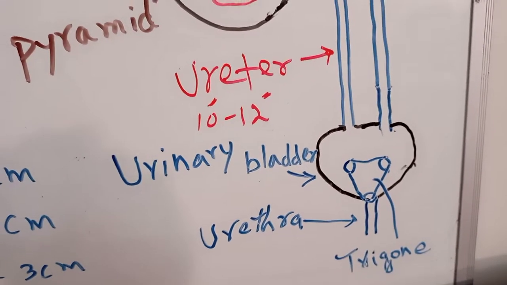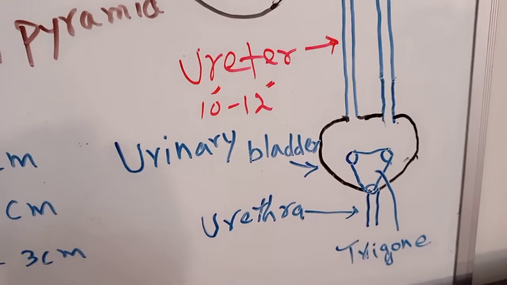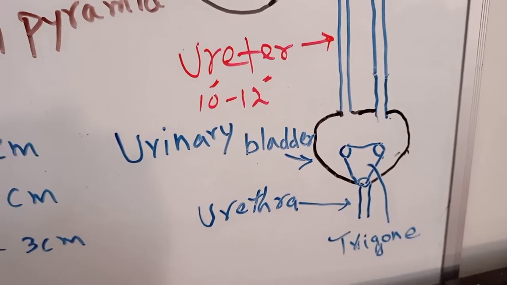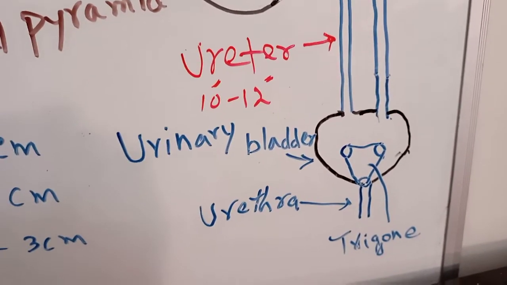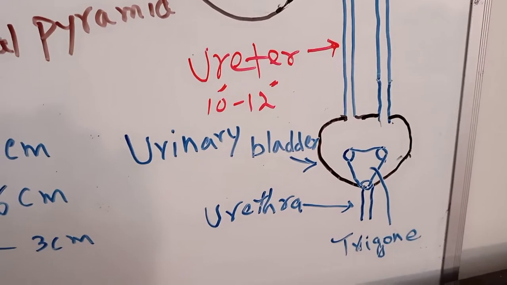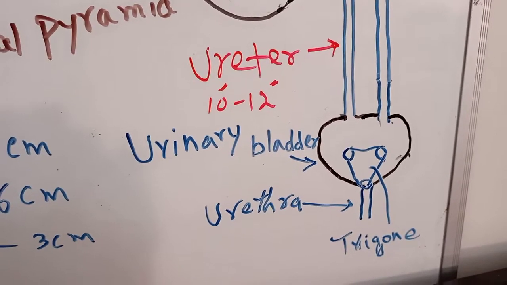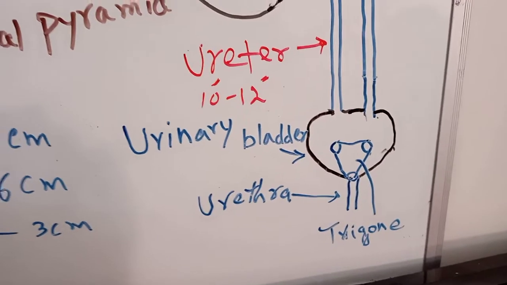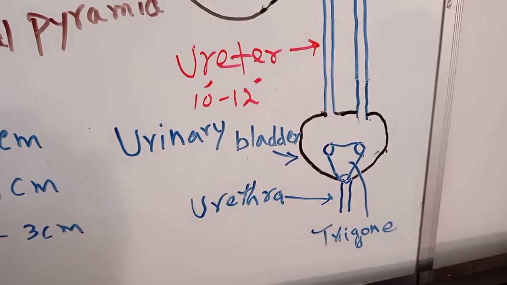The urethra is a small tube, 1.5 inches long in females. It is wide and straight in females, and it is 7 to 8 inches long in males. It is tortuous and spiral in shape in males. That's why there are more chances of urinary tract infection in males than in females.